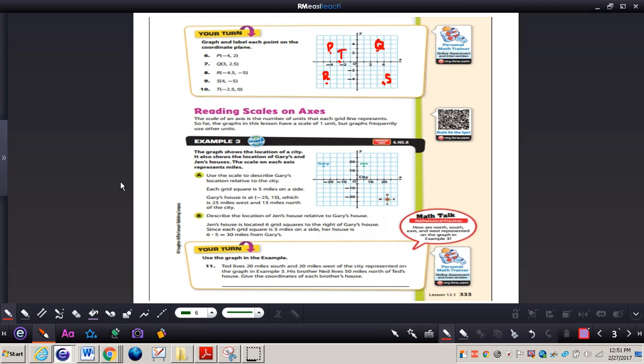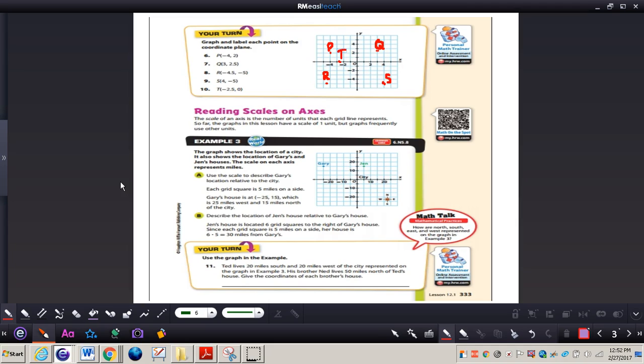And it says the scale of an axis is the number of units that each grid line represents. So far, the graphs in this lesson have a scale of 1 unit, but graphs frequently use other units depending on the types of numbers that are in the problem. So let's take a look at understanding the different scales.